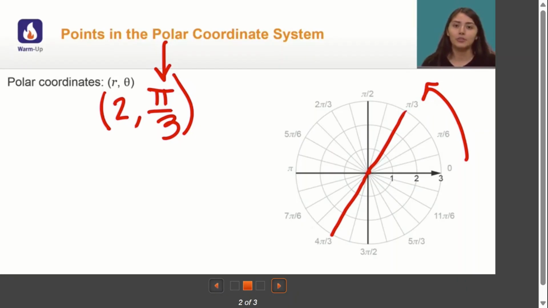Now we need to use the radius value, which is going to be 2, so that we can plot our point. The radius is 2, so we move 2 units out from the pole along the pi over 3 ray. This is the polar coordinate. Can you name other ordered pairs that also represent this point?